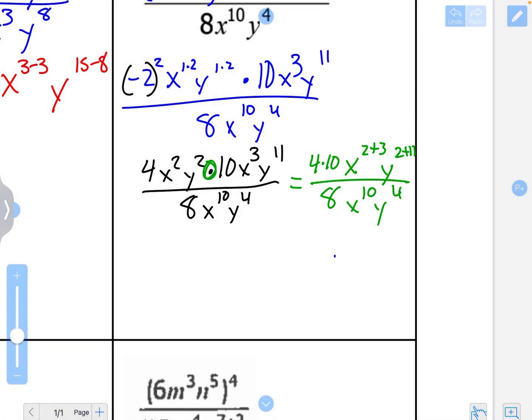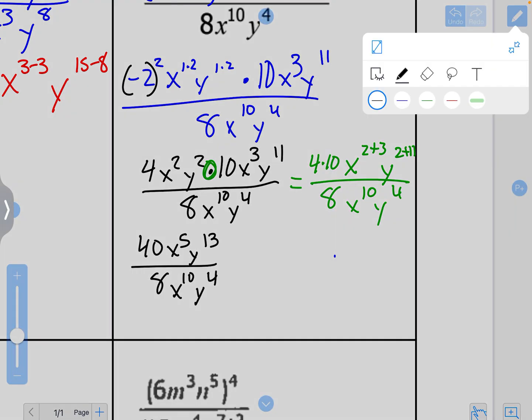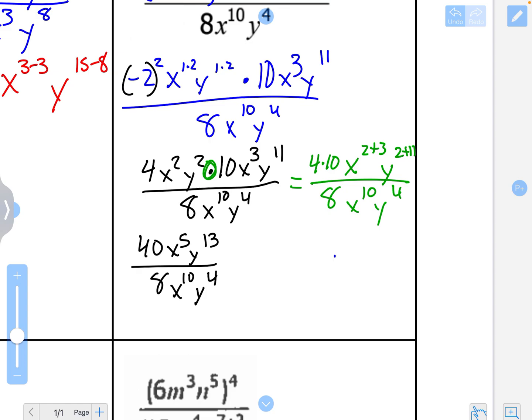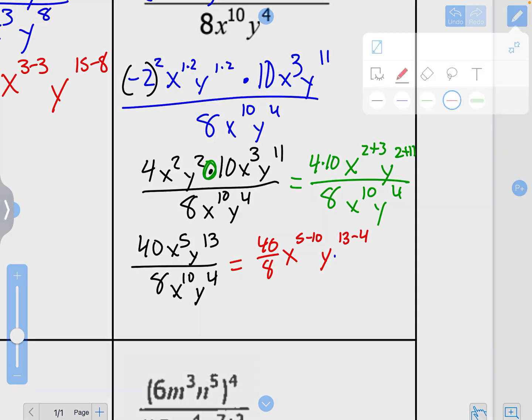All right, so now I need to simplify what I've got. So 4 times 10 is 40, x to the 5th, y to the 13th, all over 8, x to the 10, y to the 4th. So now I need to divide. So I need to go 40 divided by 8, and I need to subtract my exponents. X is 5 minus 10, y 13 minus 4.